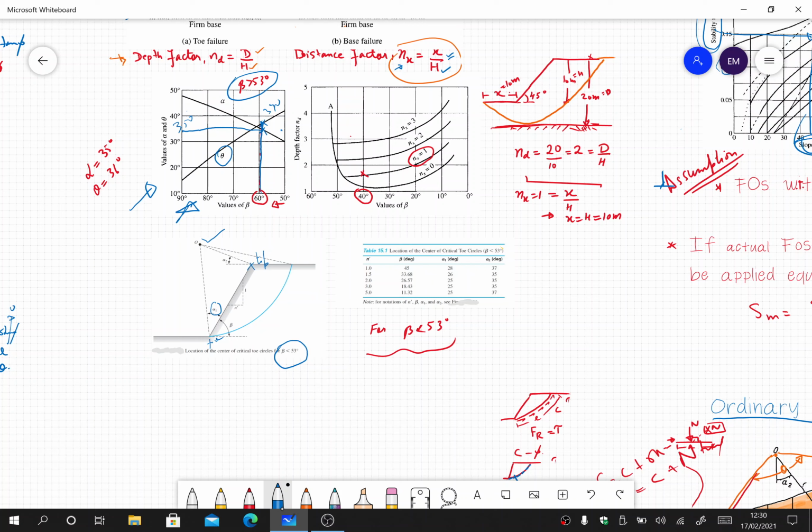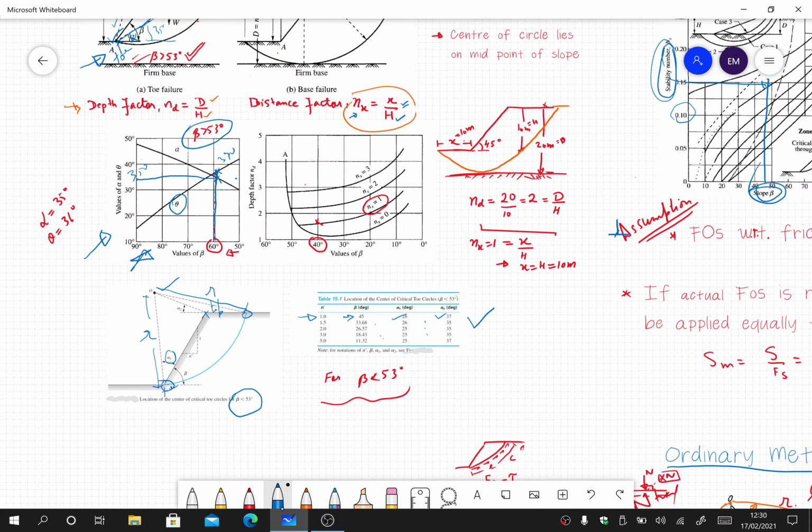So this will be the center of the circle, and this length is the radius. Based on the same radius, we'll mark this point. This will be the end point of the circle, and this will be the start of the circle. And where do we get the values of alpha 1 and alpha 2? We'll use this chart here, which, based on the slope and the angle, will tell us alpha 1 and alpha 2, and in-between values can be interpolated. So this was a case where we have a toe failure.